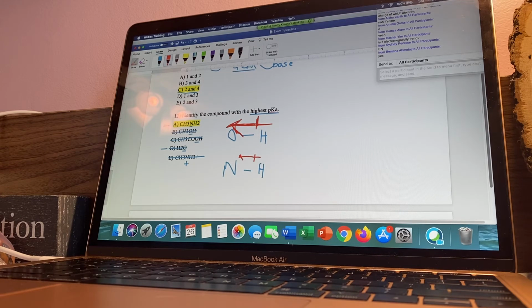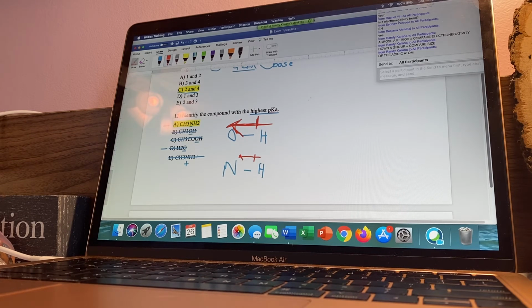So across the period, let me type it in chat. Across a period equals compare electronegativity. Down a group equals compare size. And this is of course of the atom, the acidic atom, right? It's all going to be of the acidic atom.